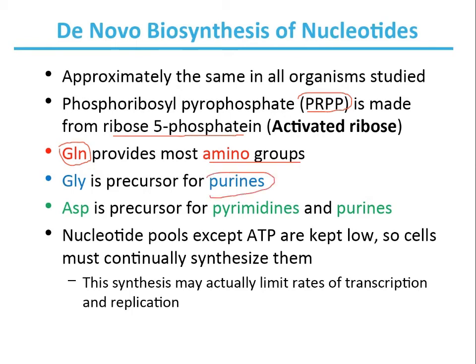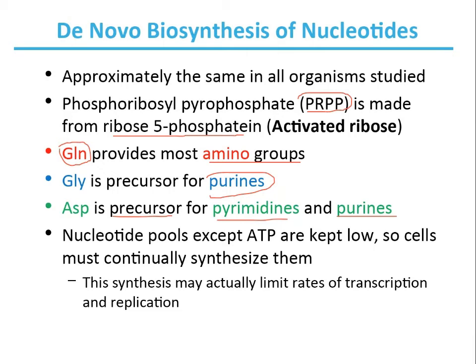We need aspartate. These are all amino acids. Aspartate is the precursor, meaning a building block, for the biosynthesis of pyrimidines and purines. So aspartate is important for both purines and pyrimidines.